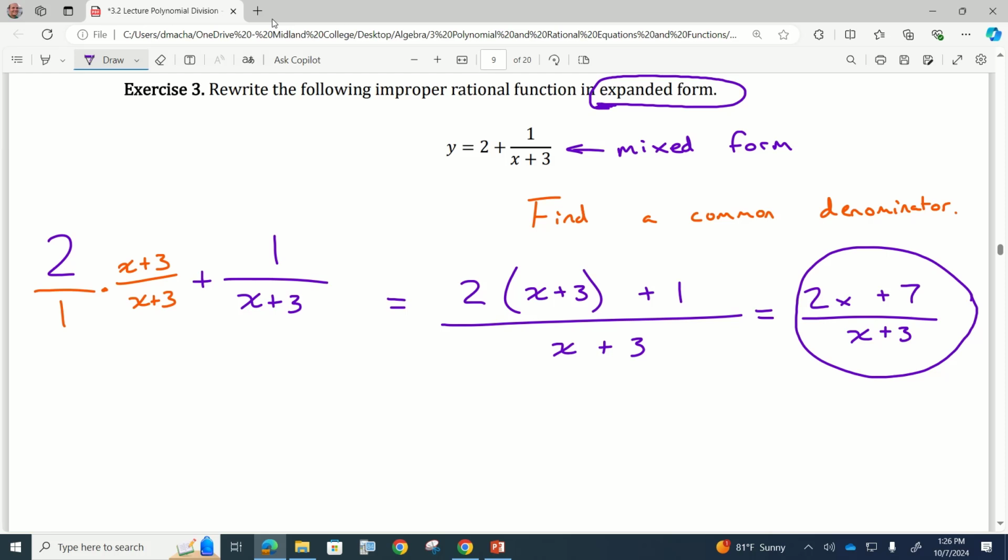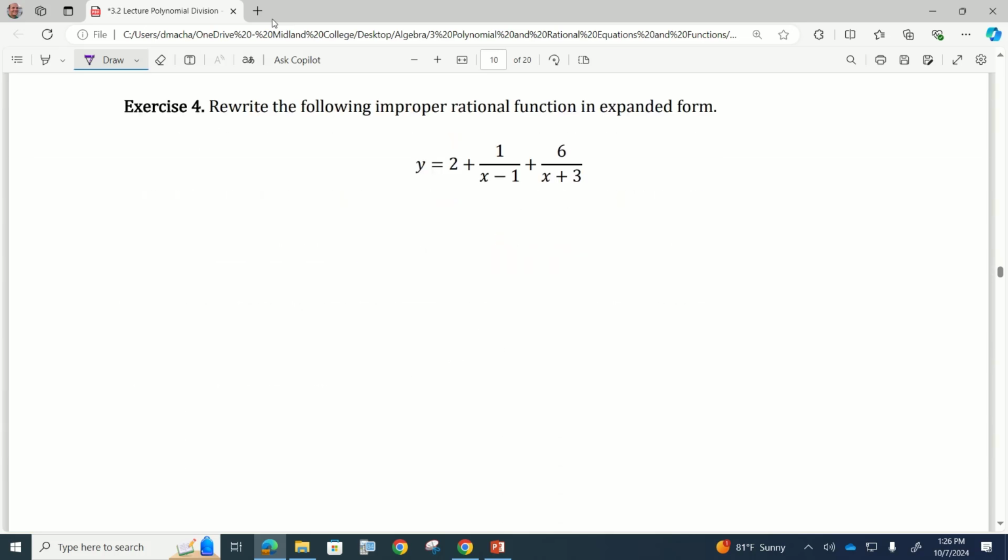Taking a pause for any questions, concerns? No? It's still super clear? Okay. That's good. So let's do another one.